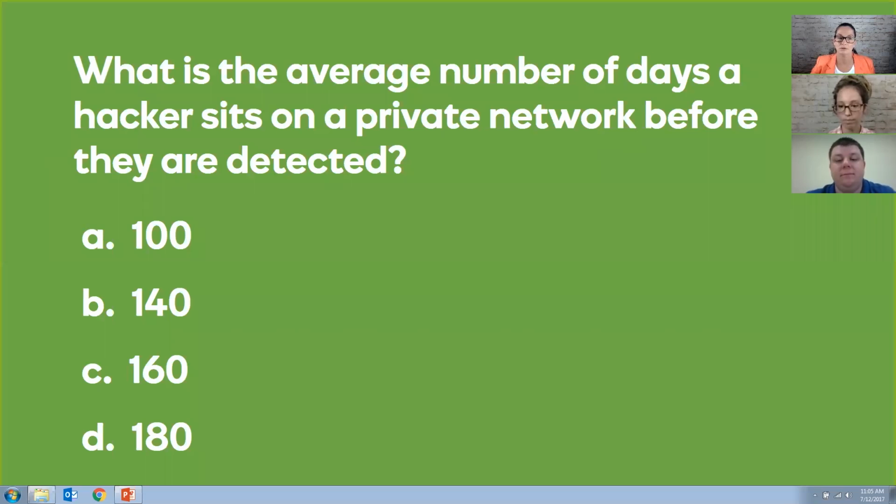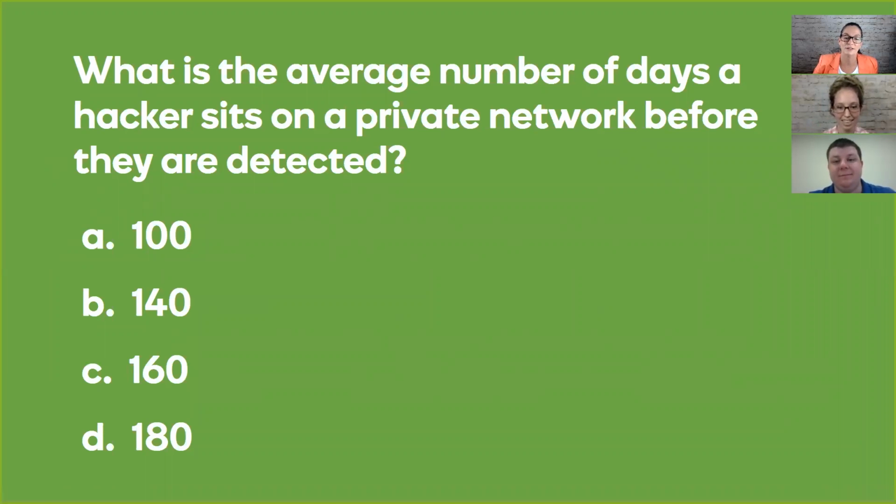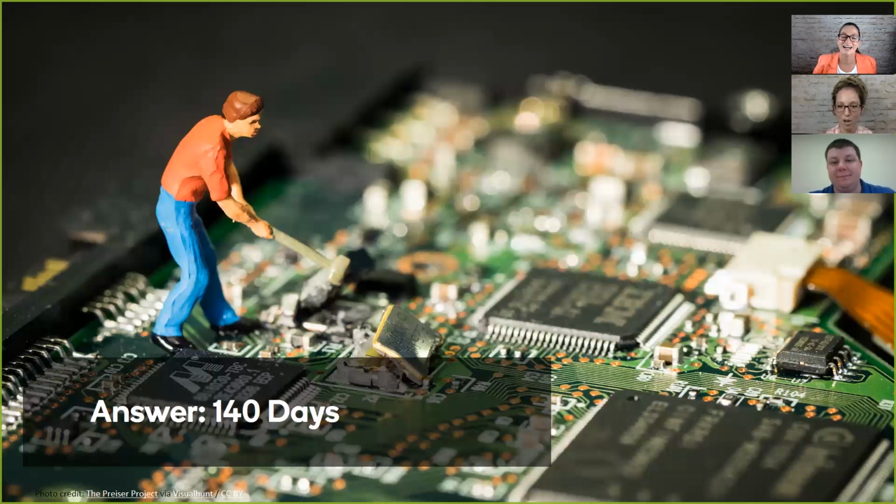Okay, so everybody get a chance to vote? Okay, let's share out the results. Oh wow, people clearly have a lot of pessimists. So 180 days is the winner right now. Let me close this out and we'll take a look at the answer. 140 days. It's better than what most people thought. Yeah, but still pretty bad.